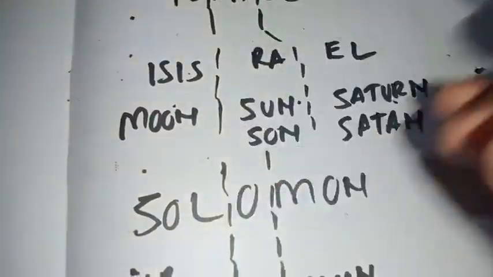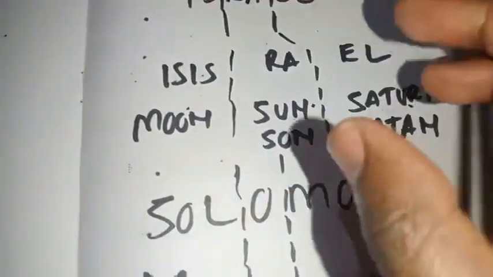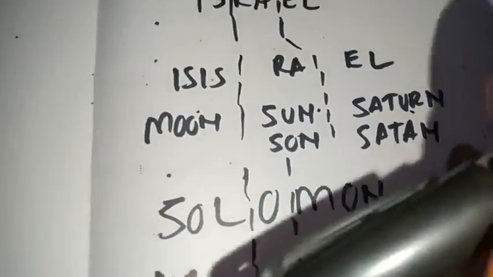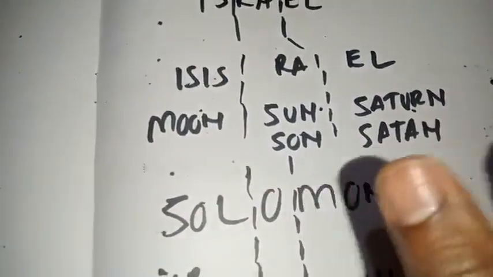Yeah, so these luminaries, they act interchangeably. This sun, L, and moon. This moon, sun, and Saturn. They work interchangeably like celestial mechanics to project our reality down here.